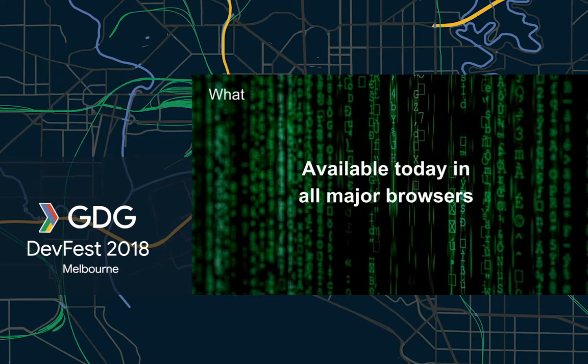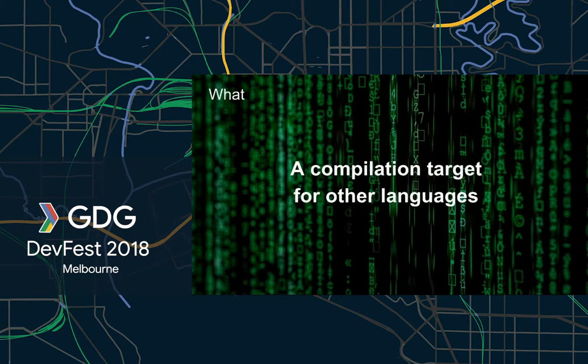So it's not a thing that you can maybe have a look at. It's not like sometime in the future it might be useful. Right now you can use it, and people are using it. As I said, it's a compilation target for other languages, because it's an instruction set. Who here thinks you should write WebAssembly instructions by hand?